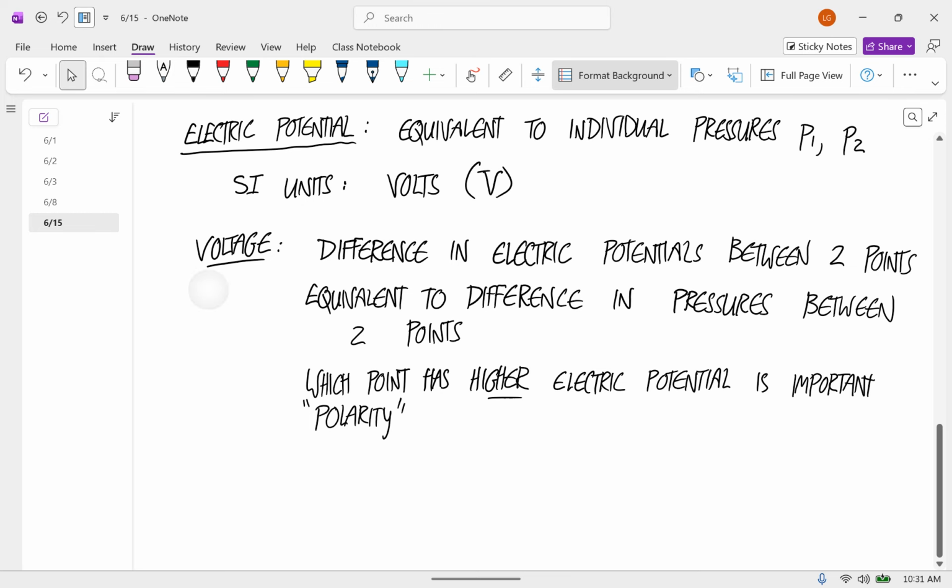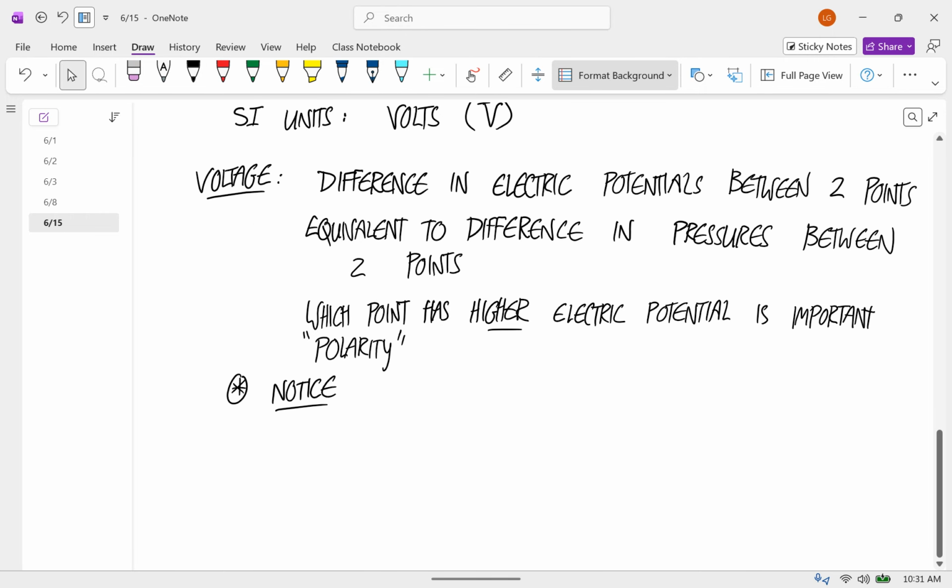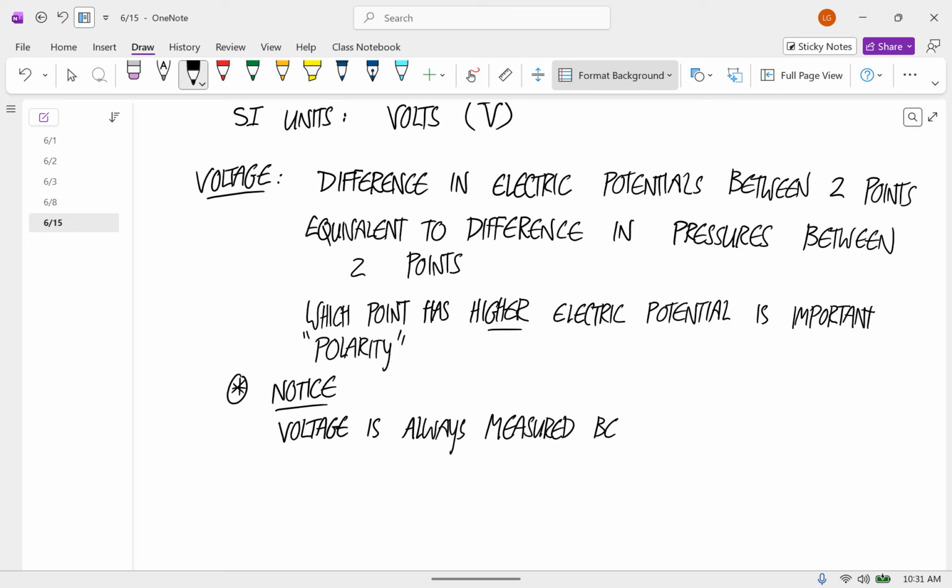And the thing I want you to always remind yourself as you're dealing with voltage early on, until this is sort of ingrained, is that voltage is always measured between 2 points. Electric potential, on the other hand, is measured at 1 point.